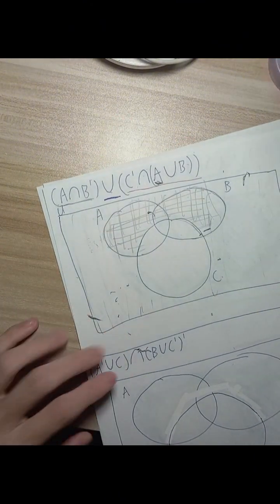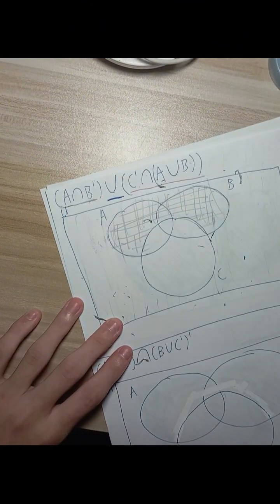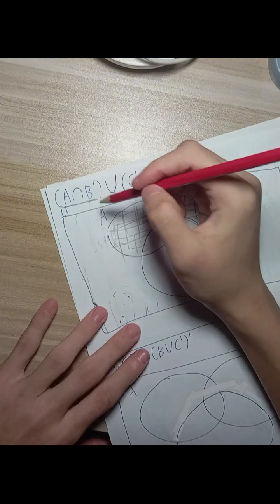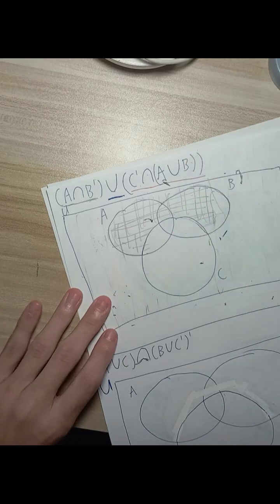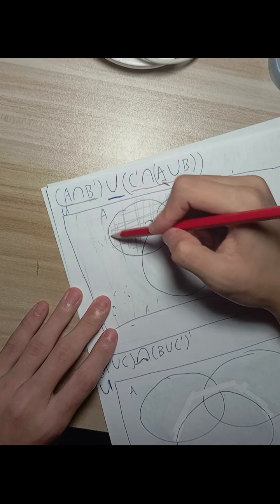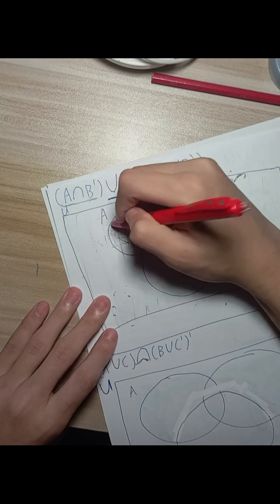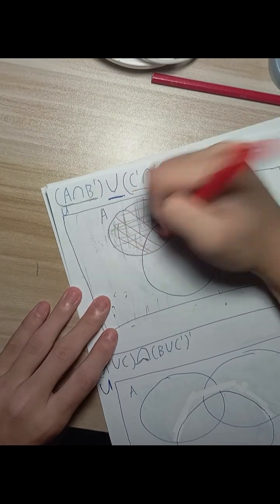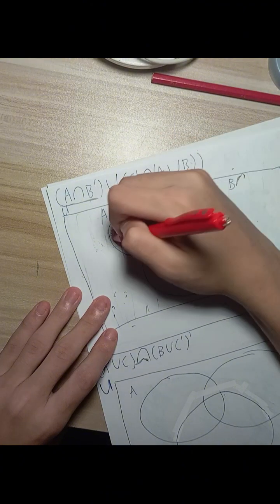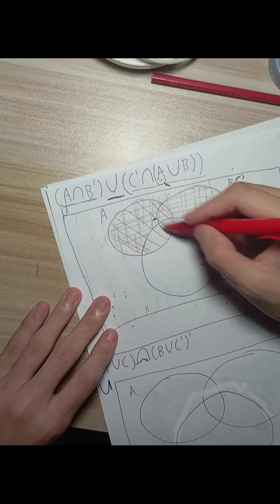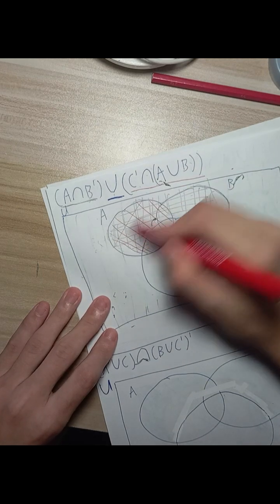And next, we have to find the intersection between A and B prime. So A is just this part. And B prime is just everything outside B. So this part.